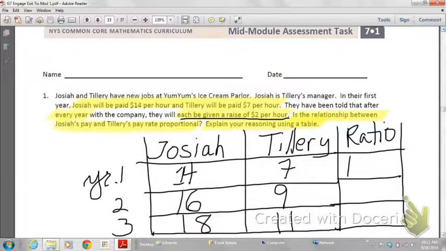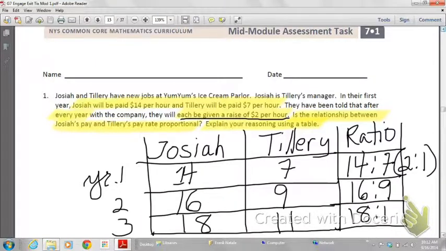and we know this was, if we go to Josiah to Tillery, 14 to 7, which we talked about in class. We knew that was 2 to 1. Okay, but then we looked at 16 to 9, and we can tell right now that's not proportional to 14 to 7, because 16 to 9 is not equivalent to 2 to 1, and this was 18 to 11. So the kids that said no, it was not proportional, got credit for that. Then if they were able to write an explanation, or chose to write an explanation, they would have gotten a full, complete 4.